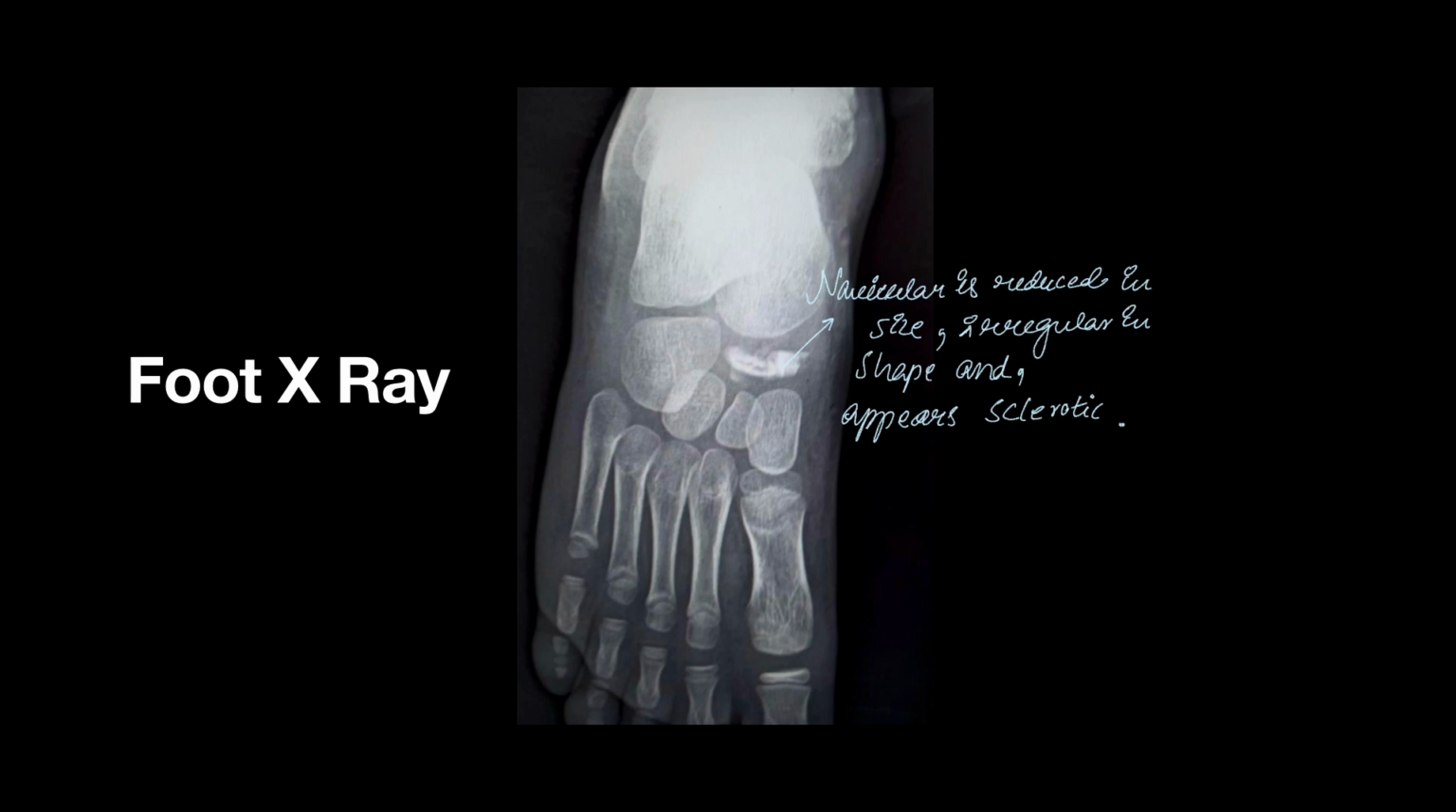Now I am showing you the foot X-ray of Köhler's disease. So look at the navicular bone. Since you know the anatomy, you know the location of navicular bone now. Now look at the navicular bone. What has happened to it? Comment on its size, shape, appearance, and surrounding tissue. So navicular is reduced in size, irregular in shape, and is sclerotic in appearance.